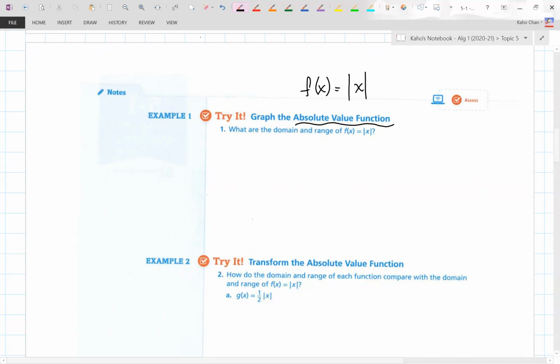If we create a little T chart, no matter what we pick for the domain, the distance on the number line from those points will always be positive. The distance of -3 on the number line to 0 is 3, and so on and so forth.